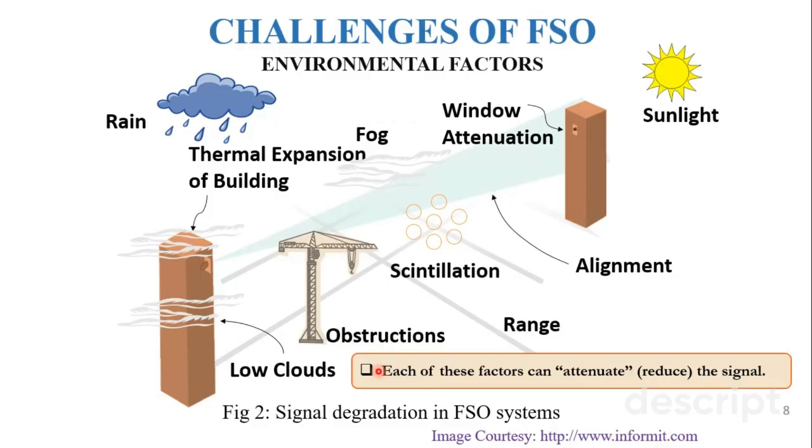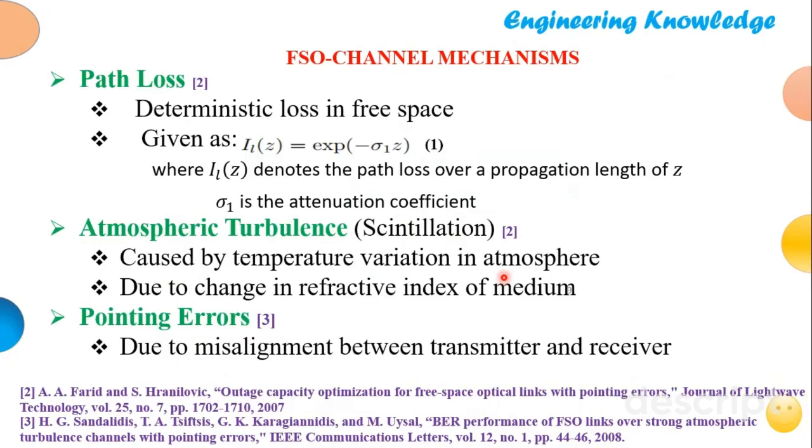But FSO links suffer from a lot of challenges. We are transmitting at a very small wavelength, which means a very large frequency. The signal suffers attenuation and obstructions. There is the effect of weather conditions like sunlight and rain. Apart from that, the basic issue is the alignment between the transmitter and the receiver, and something called scintillation. Scintillation is atmospheric turbulence. I will define that in a while.